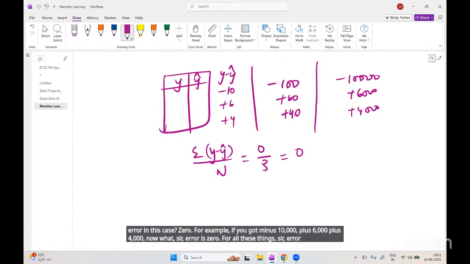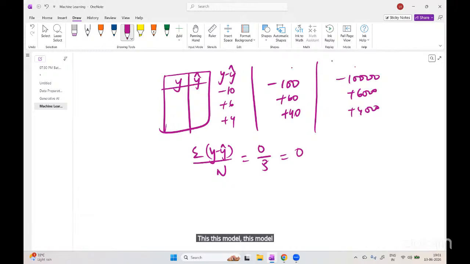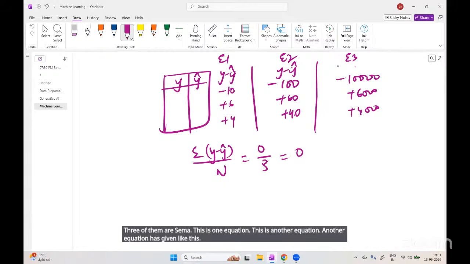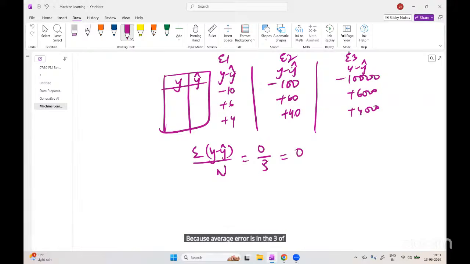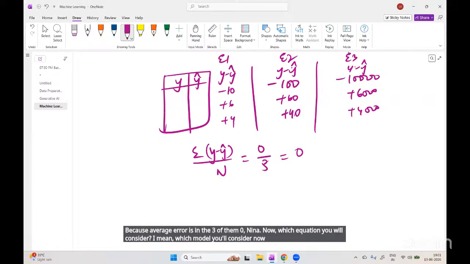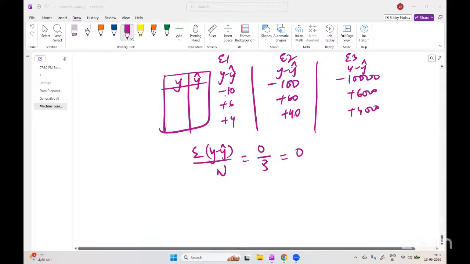Now, these three models are the same. This is one equation, this is another equation, and another equation has been given like this. This is your equation 3. For three equations, which equation are you going to consider then? Because the average error is 0 in all three of them. Now, which equation will you consider? I mean, which model will you consider in this case? Understood, Prem Sagar?